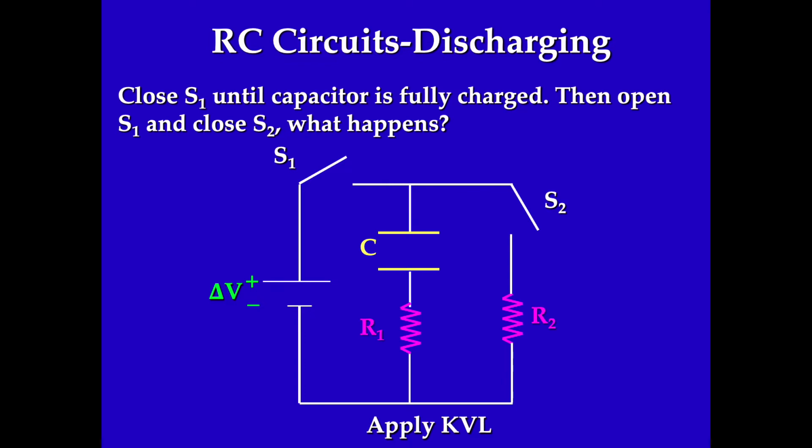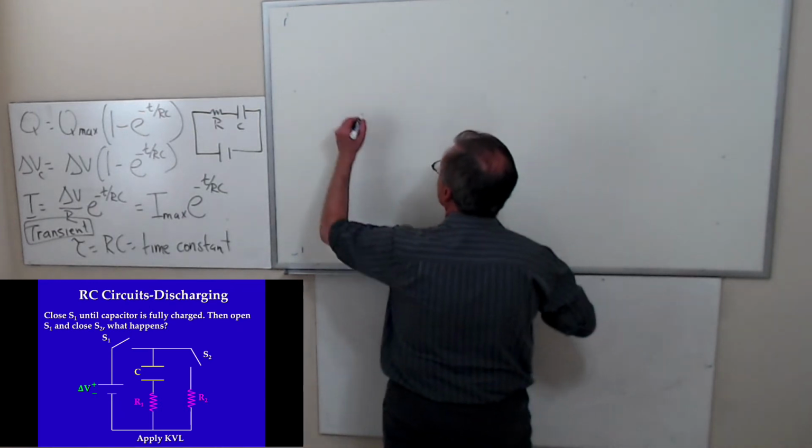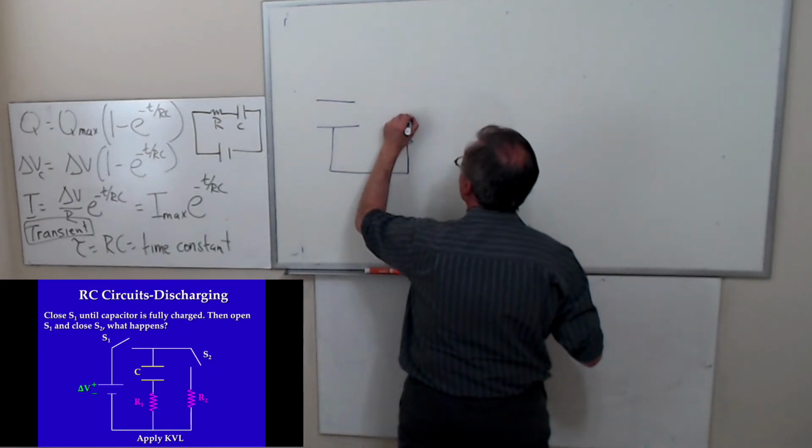I have a capacitor. I charge it up, so switch S1 is closed. The capacitor is fully charged. Then I open S1 and close S2. I don't know why I have two resistors in that circuit. That's my bad. So I have a fully charged capacitor, and I really should have only one resistor. That's my bad.